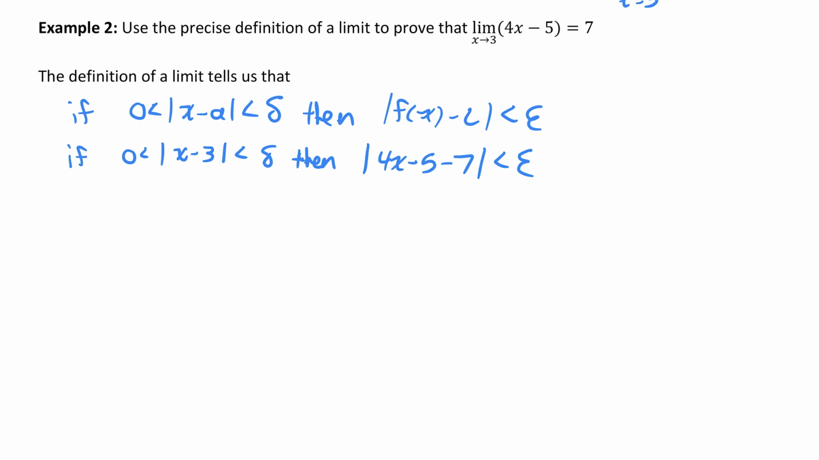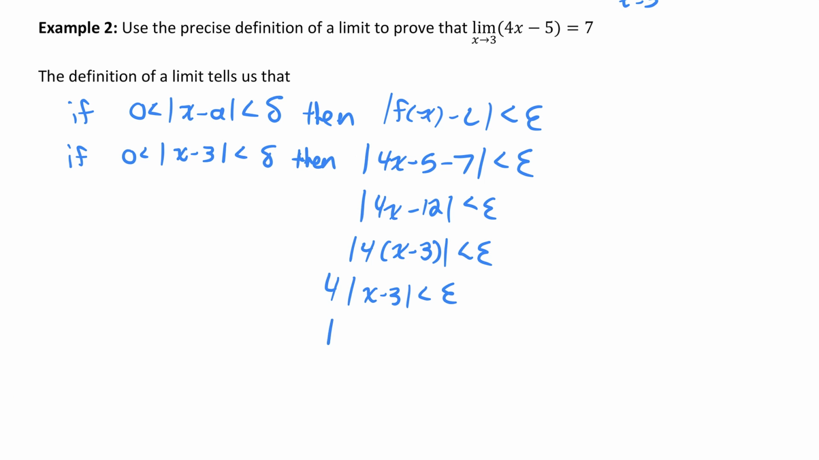And the way we prove that is, once again, by trying to make 4x minus 5 minus 7 look like x minus 3. So let's just work with my right statement here. Collect my like terms. -5 minus 7 is -12. Common factor of 4 from both of those terms. And then the absolute value of 4 is 4, so I can take that out. And then I'll divide the 4 to the other side. So the difference between x and 3 is going to be less than delta if the difference between x and 3 is less than epsilon over 4.